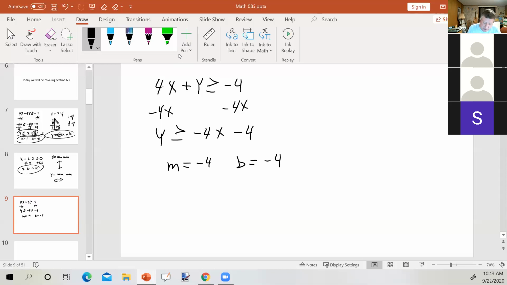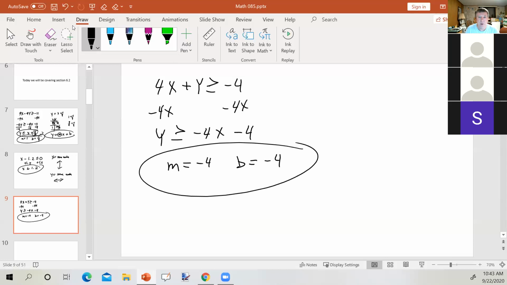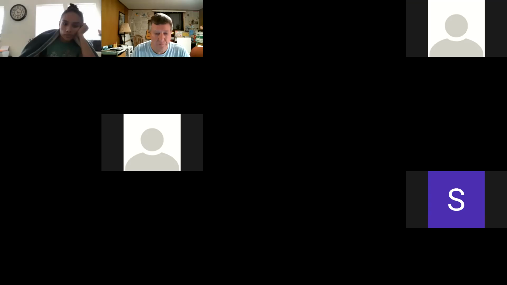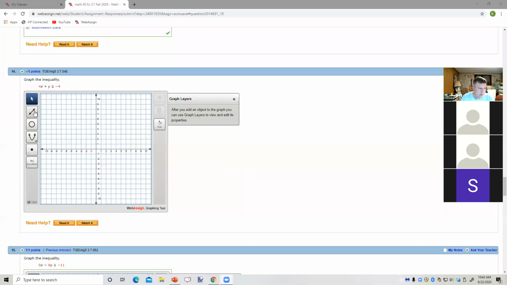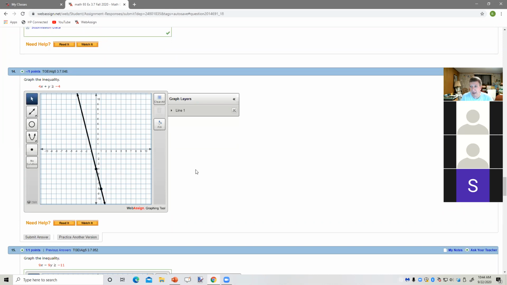Okay, so using this information, we're going to go back to the WebAssign screen. And I'm going to get that to turn blue. So my y-intercept is at -4, which is right there. We've got nice numbers for this problem, so that's good. We aren't going to have to adjust our ordered pairs. The slope is -4, so going from left to right, I'm going to go down 4 as I go over 1. Okay. Any questions about that?